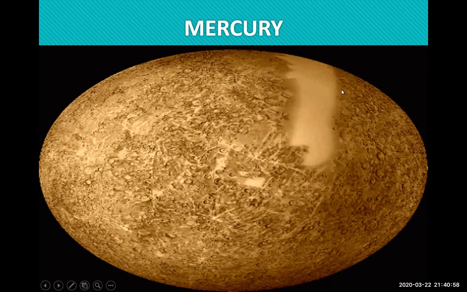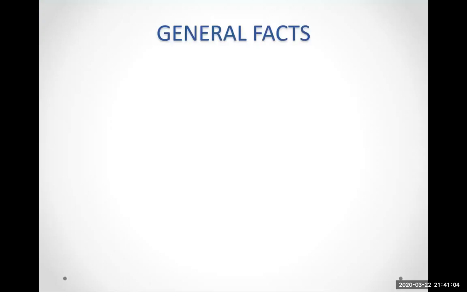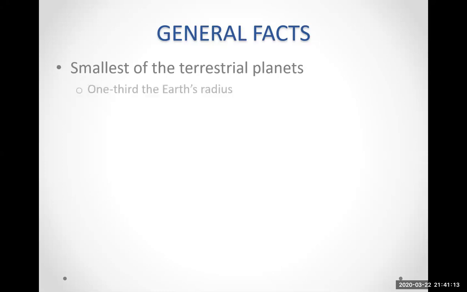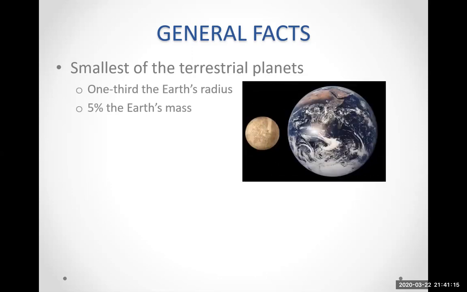And you'll see these pictures primarily in the older telescope images, but you do see them in the newer telescope images from time to time. But in terms of Mercury, some general facts. It turns out that of the 4 terrestrial planets, Mercury is by far the smallest of them. In terms of comparison, it's roughly about 1/3 the size of the Earth in terms of radius, and it's only about 5% the Earth's mass.